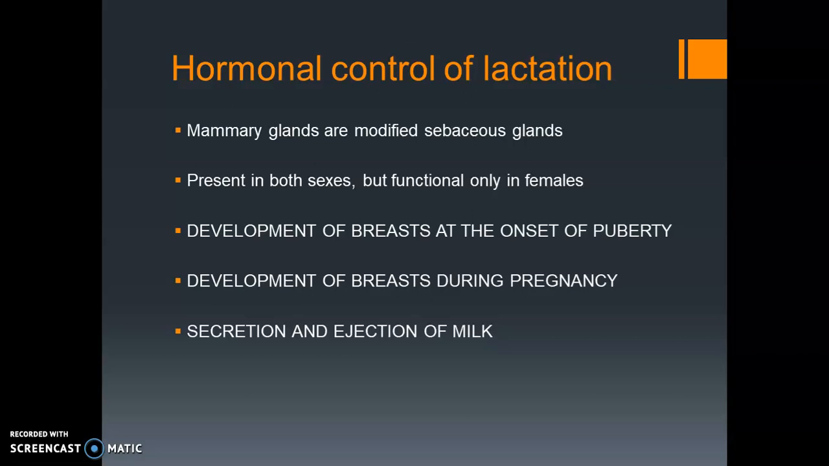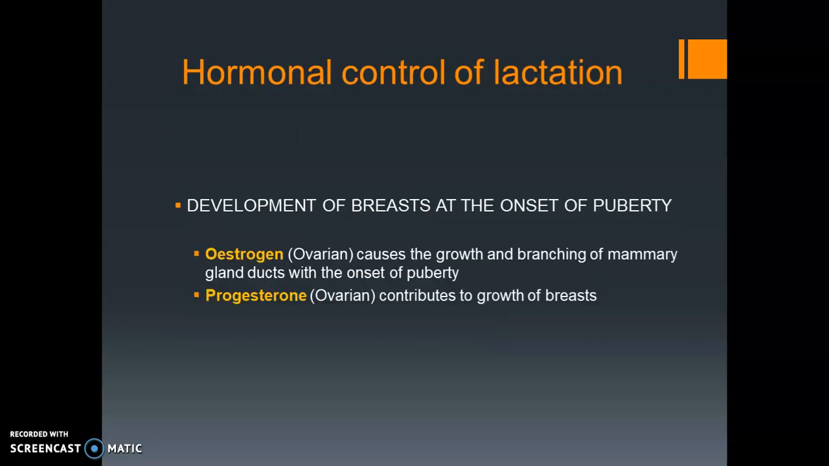At the end of pregnancy, childbirth or parturition will take place, and after childbirth the secretion and ejection of milk takes place. That is the third phase in lactation. So the three stages are: development of the breast at the onset of puberty, development of the breast during pregnancy, and secretion and ejection of milk after childbirth. First, let us see the development of the breast at the onset of puberty.